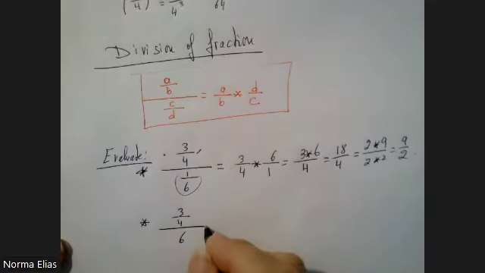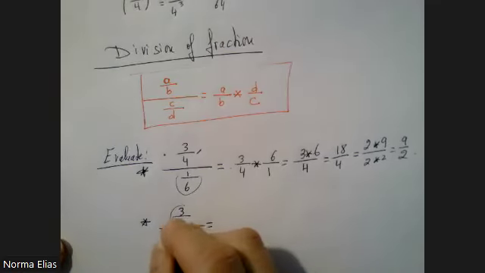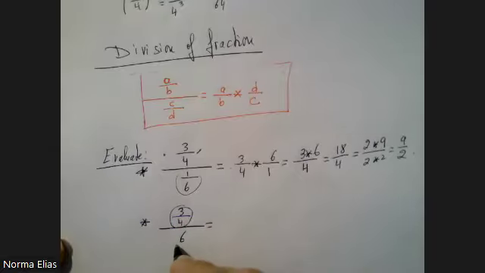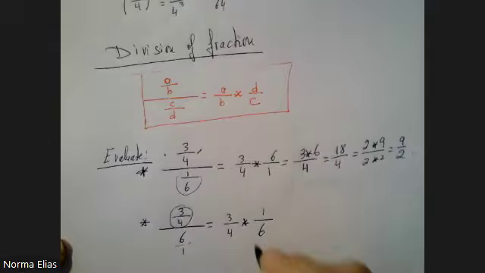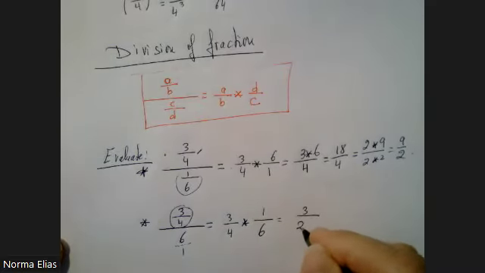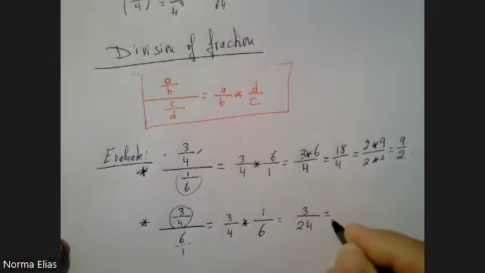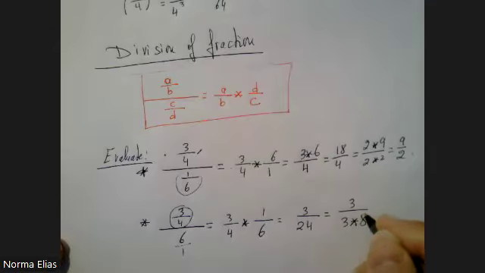1/8. Lydia getting 1/8. Let's see if she's correct. So that's one fraction. 6 you can think of as 6/1. It means that's 3/4 times 1/6, which is 3/24. We multiply across. And then 24 is 3 times 8. Now, simplification would leave me with 1/8.